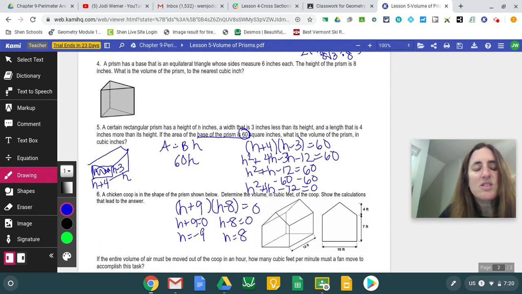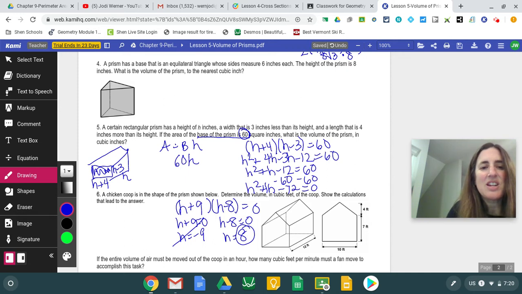Now let's think about this. Could I have a negative length? No, let's get rid of that. So that means our height is 8. Oh, guess what I just found? h is 8. 60 times 8 is 480.